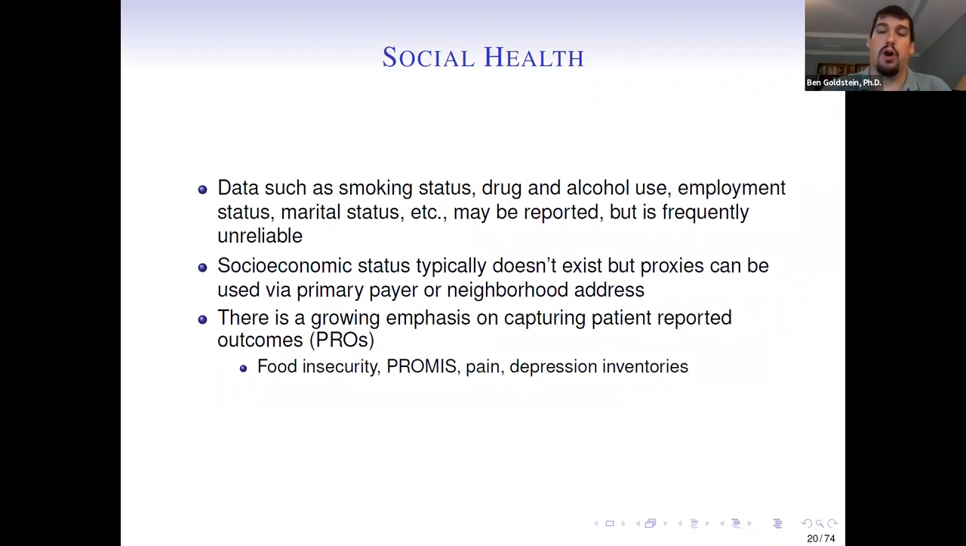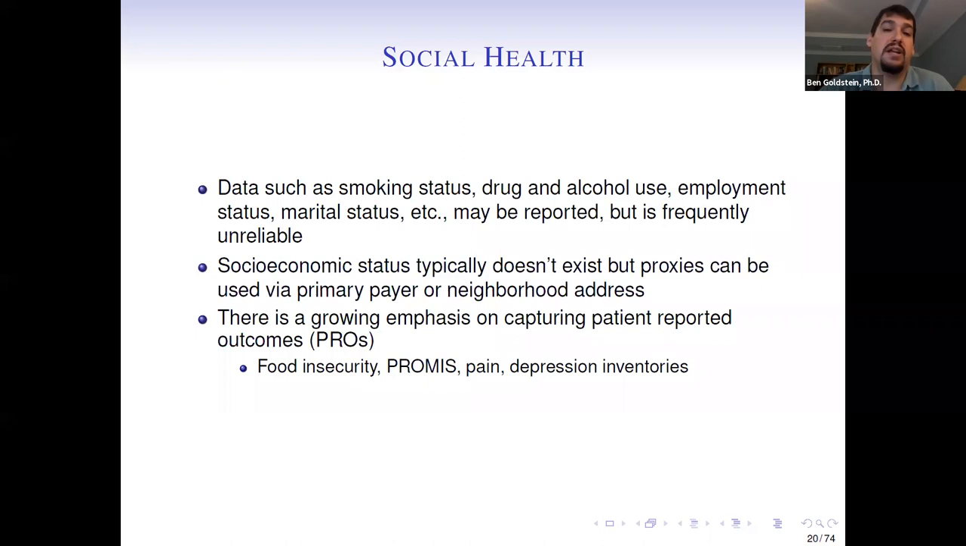As we start broadening out from the medical to the larger notion of health, we can think about things like social health. So data such as smoking status, drug and alcohol use, employment status, marital status, et cetera, there are fields for all of these. They may be reported, but I would personally consider them unreliable. I've used them in studies here or there. This is where you start getting into that caveat emptor, where you know what you're getting into, so do some quality checking of the data.